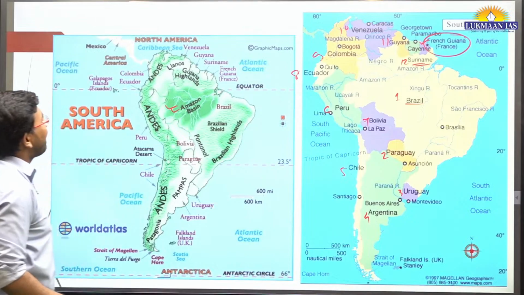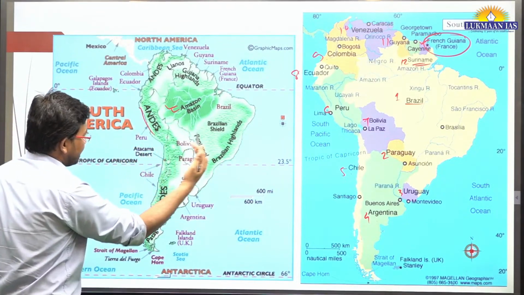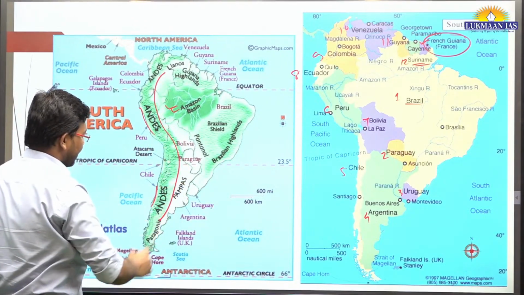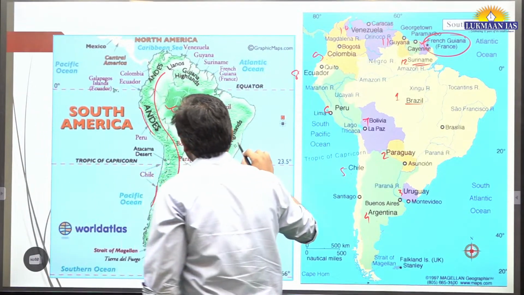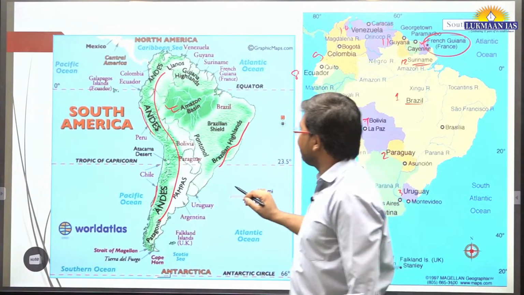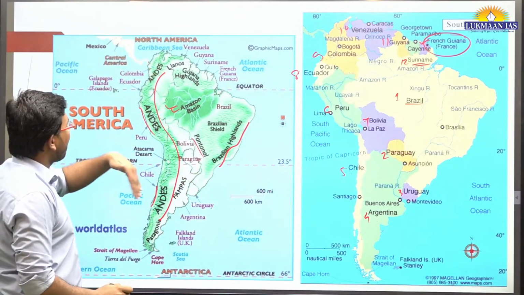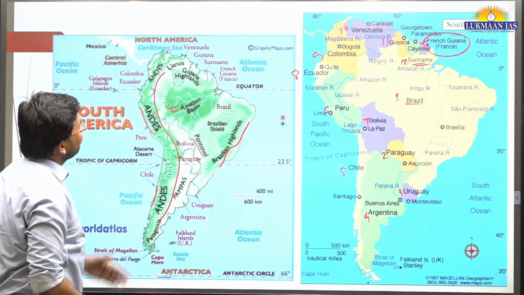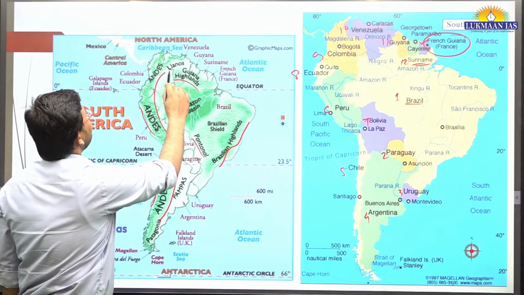Then there are some mountain ranges. These are known as the Andes mountains. The Andes mountains are located on the western side of South America. Then to the eastern side, we have the Brazilian highlands. That is also important. Then we have the Pantanal. This is also a kind of mountain range. And apart from this, in this map itself, some other regions are mentioned. For example, Guiana Highlands, Llanos.